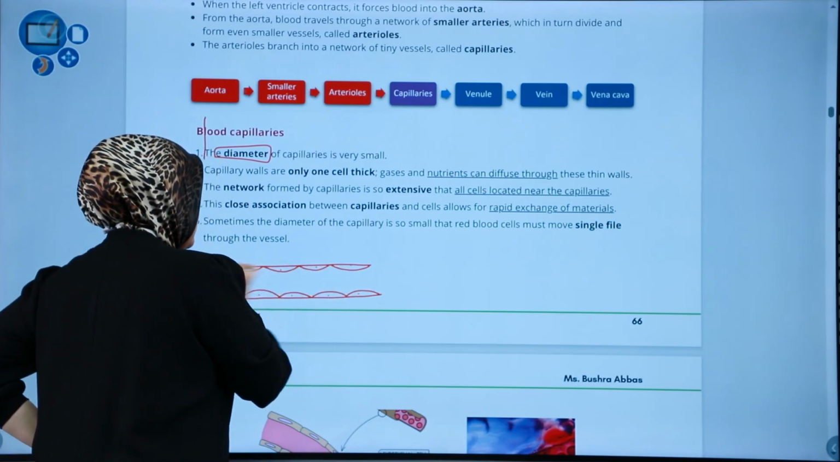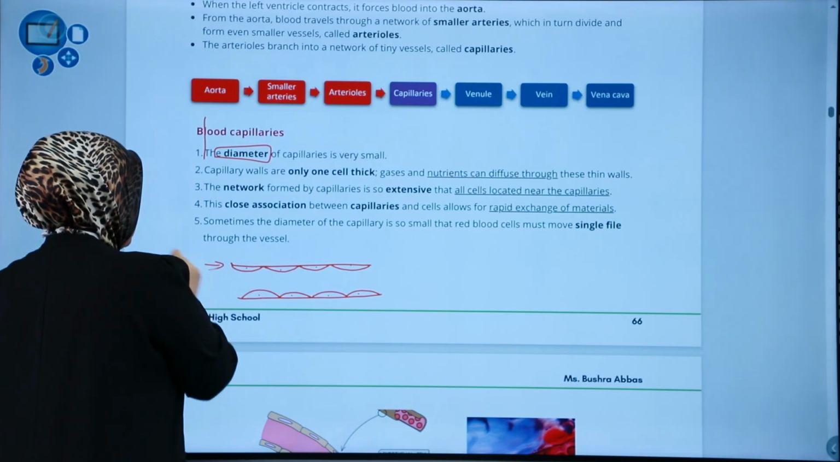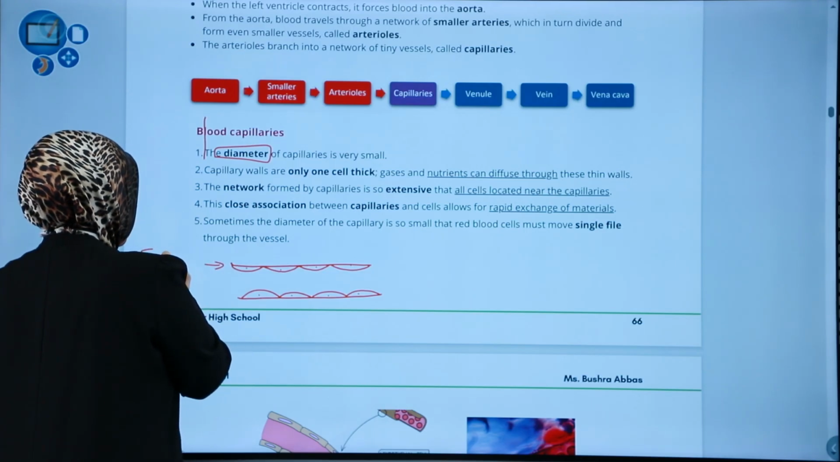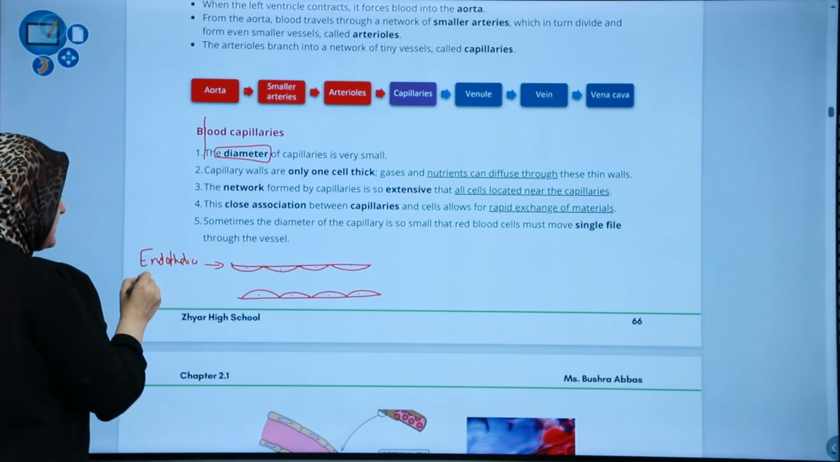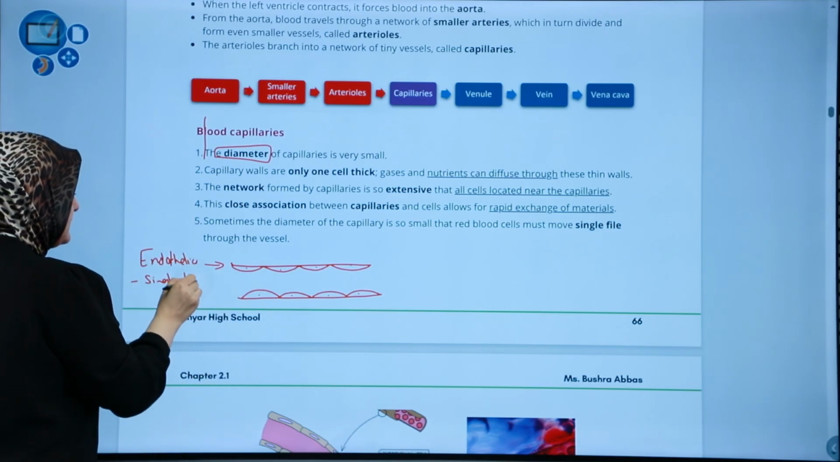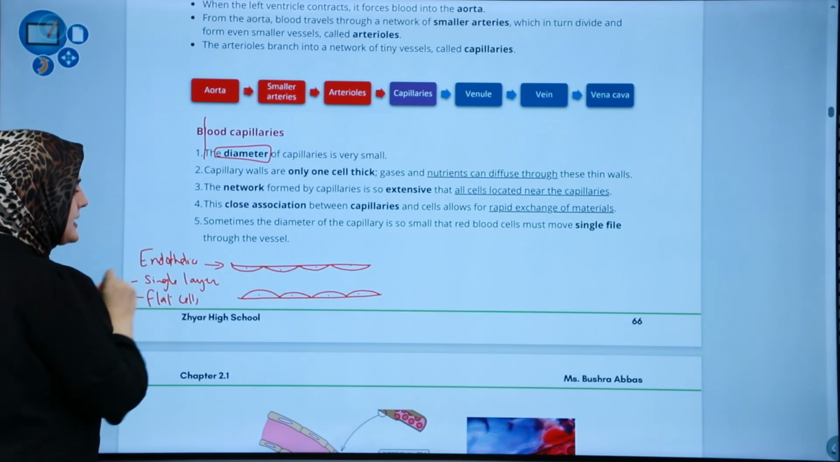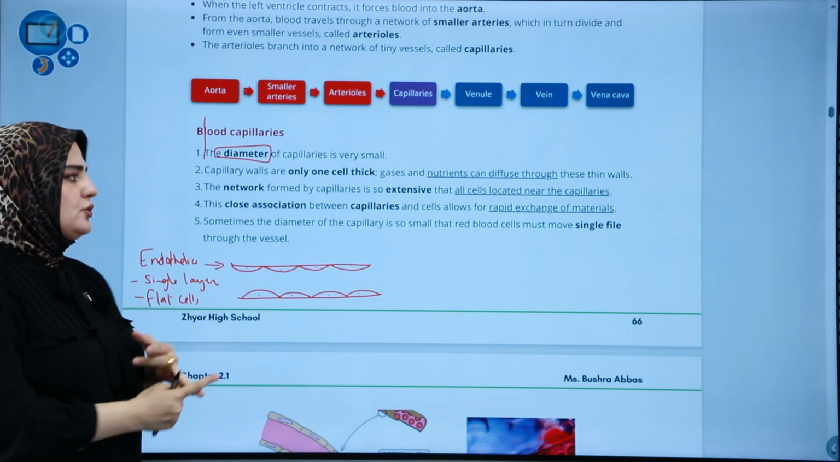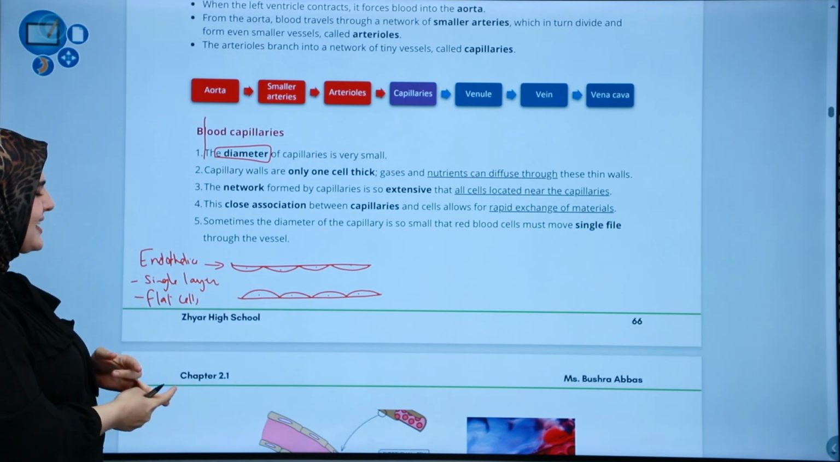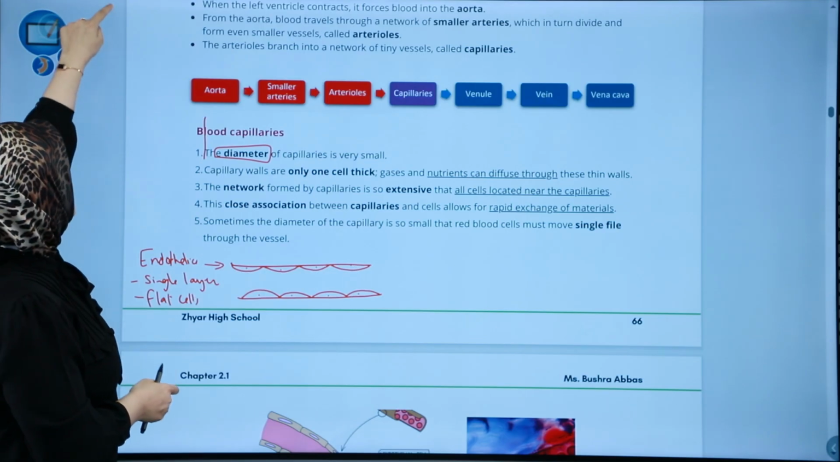They have just this endothelial, single layer, flat cells. That's how they are. Is there any muscle? No. Is there any connective tissue? No, certainly not. And this is helping them with their function.